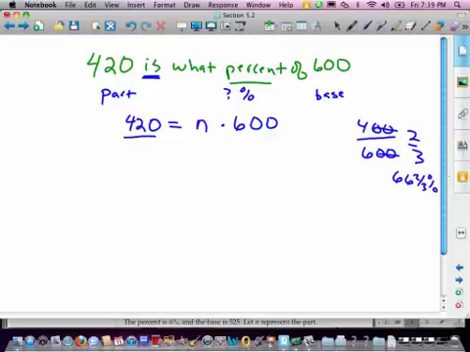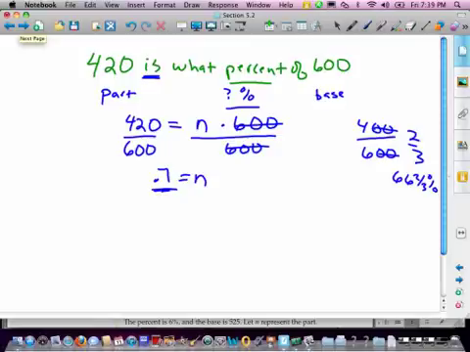And so I'm almost done anyway. So let's finish this off. 600 here, cancel that out. And 420 divided by 600 comes out to be 0.7. Now remember, this is a decimal, but I'm looking for a percent. So I need to convert back, move my decimal place 2 places, and I'm going to get 70%. So then compare. Is that close to 66 2/3? Yeah, pretty close. Not too bad. So probably a pretty good answer on that one.